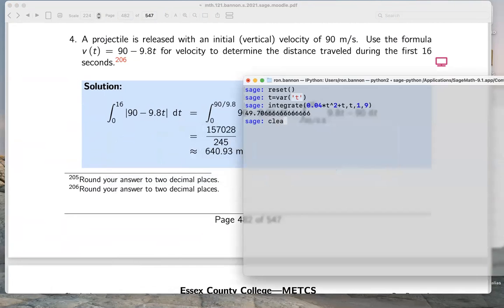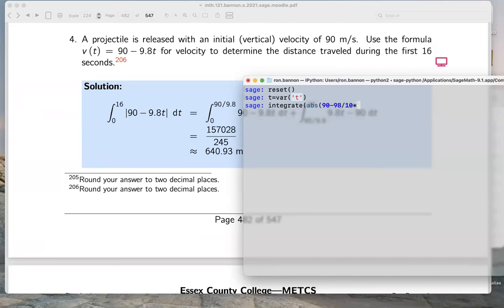I'm going to clear, reset. t is a variable. Whoops, sorry about that. I'm not going too fast for you. t is a variable. What I could do is put in this original integration. The absolute value is the easiest thing for me to do, and that's basically really what it is. So I'll write integrate, absolute value, abs, 90 minus, I'm going to write this as 98 divided by 10 star t.